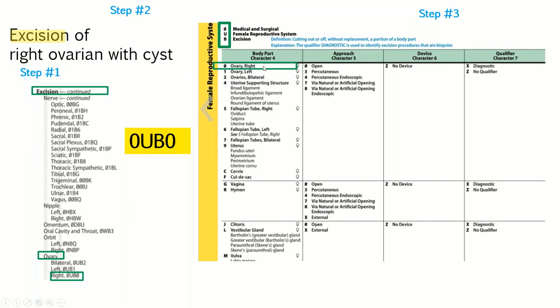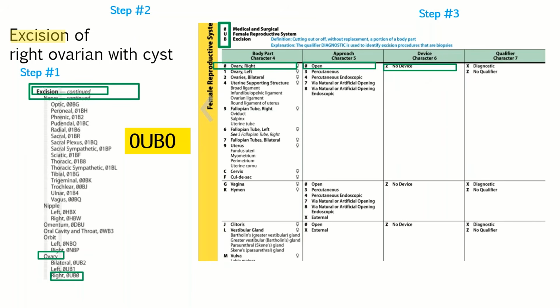Now, coders, it's our job to figure out the approach, the device, and the qualifier. All right, coders, what is the approach? If you said excision, open, outstanding. The reason why it's coded to open is that there is no documentation that specifies that it was percutaneous. All right, so your default will be open. Okay, coders, what is the device? If you said Z, because that's the only option, outstanding.